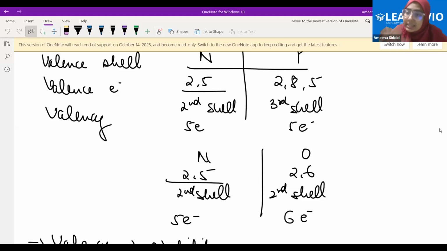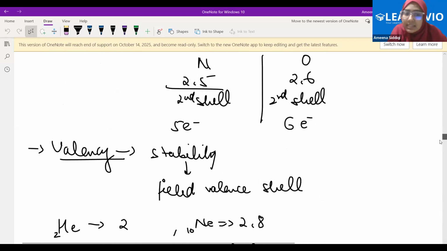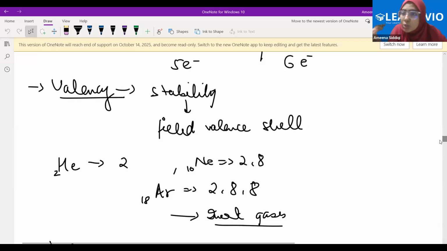Now second, there are some number of electrons present in the valence shell for each element. Those electrons are called the valence electrons. Now come to the valency part, very important. Basically, every element wants to attain stability. What is exactly stability for them? Stability for elements is nothing but a fully filled shell, a fully filled valence shell.